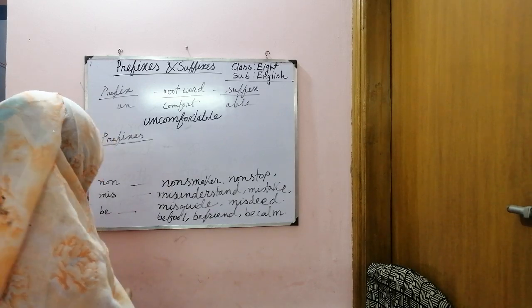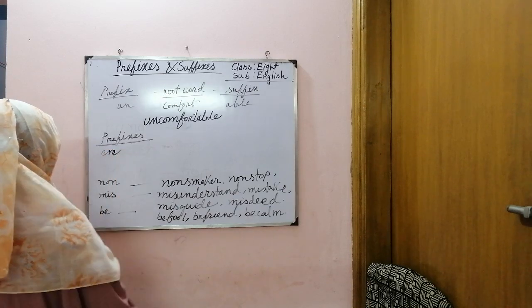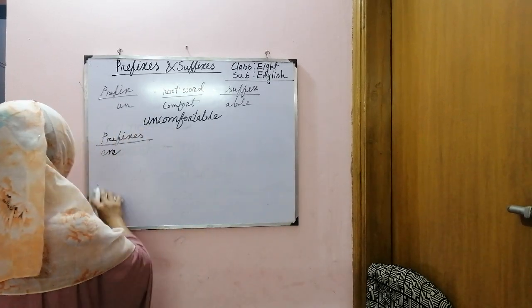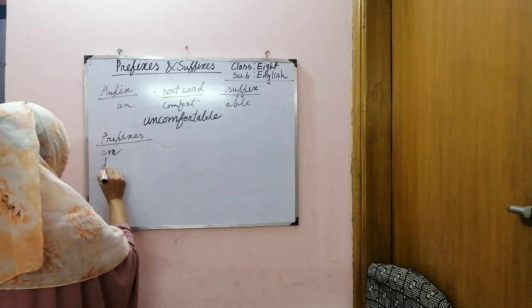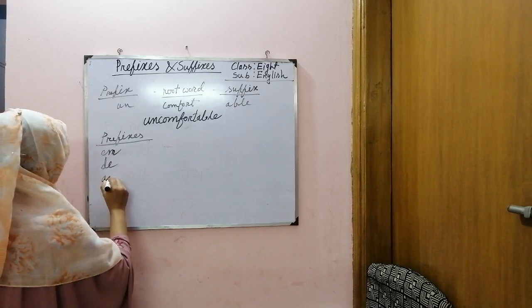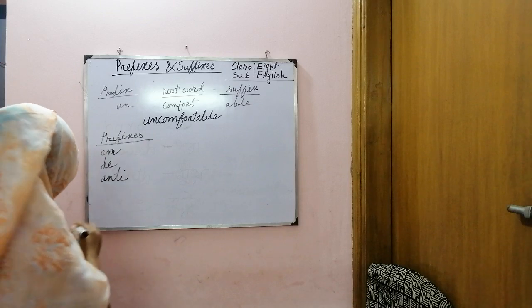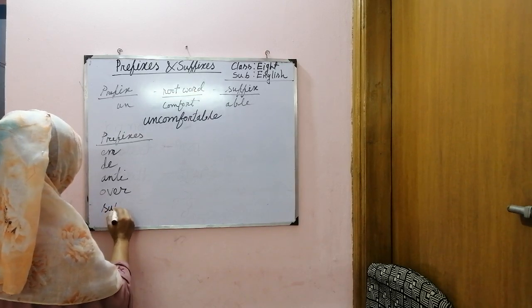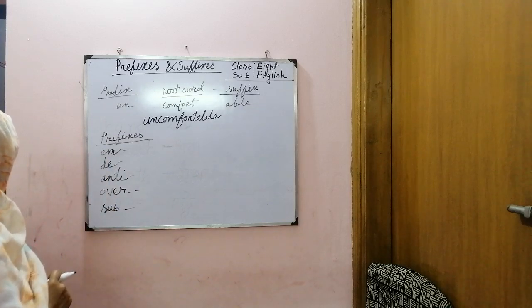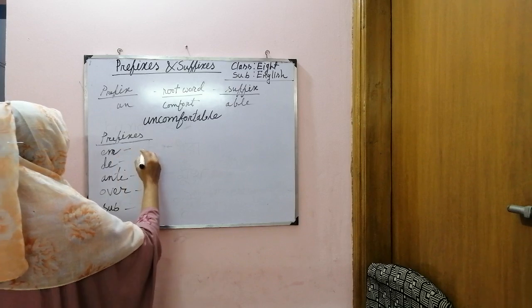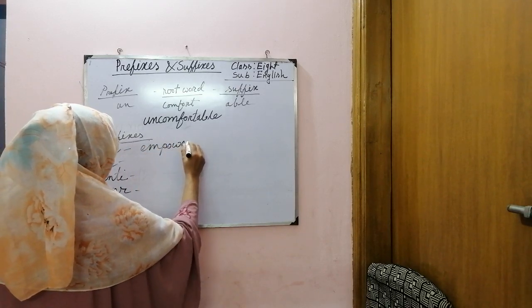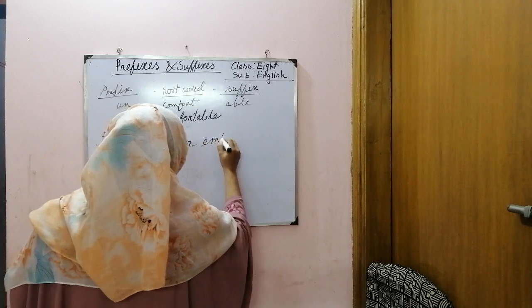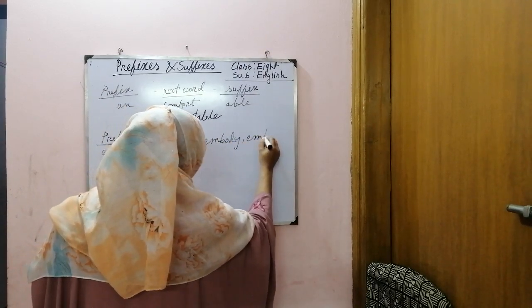Now come em. Can write anti, over, sub. Em can make words: empower, to give someone power; embody. Can write another word, embrace.